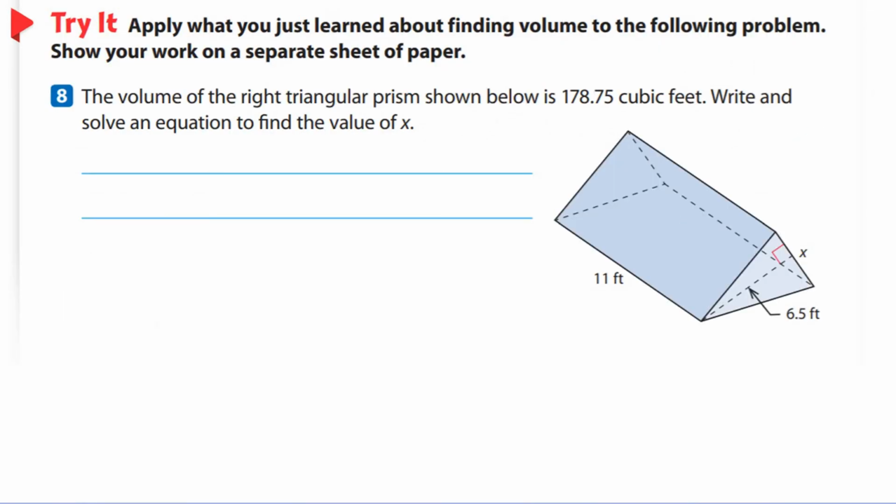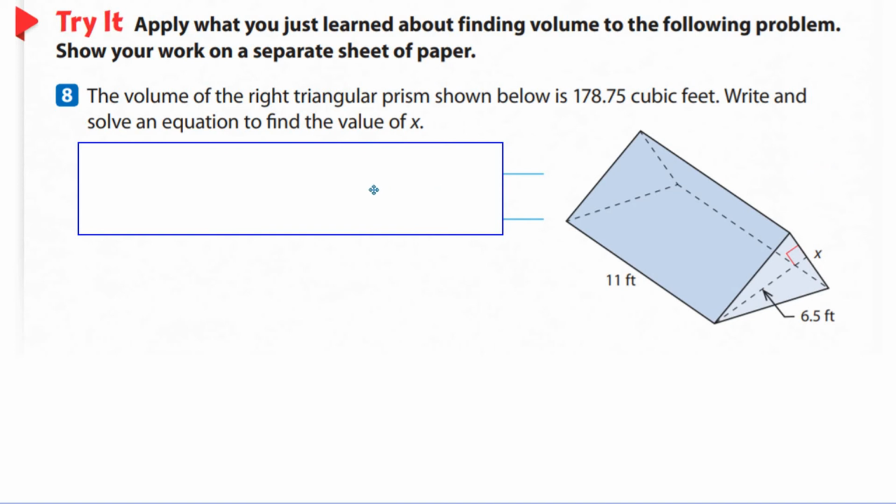Now we're going to ask you to try it. Apply what you just learned about finding volume to the following problem. Show your work on a separate sheet of paper. Question 8. The volume of the right triangular prism shown below is 178.75 cubic feet. Write and solve an equation to find the value of x. So now they're asking you to find this value. Take your time, pause the video, and when you've solved it and shown all your work, unpause the video to check your answer.